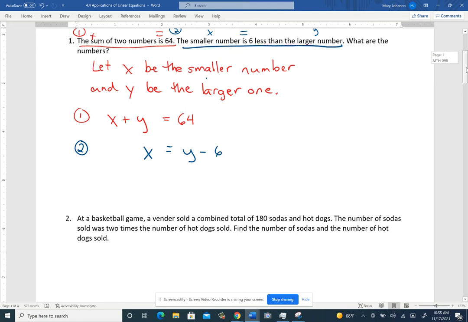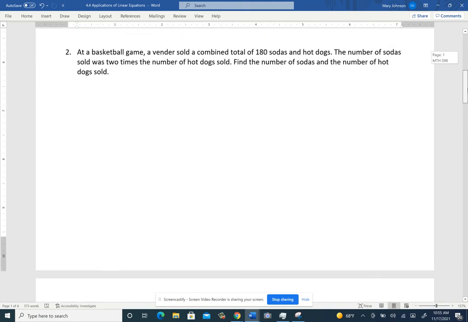Okay. All right, so let's look at question number 2. At a basketball game, a vendor sold a combined total of 180 sodas and hot dogs. The number of sodas sold was 2 times the number of hot dogs sold. Find the number of sodas and the number of hot dogs sold. Usually I read through real quick and pretty much go to the end to find out what I'm supposed to find. So I'm supposed to find the number of sodas and the number of hot dogs.